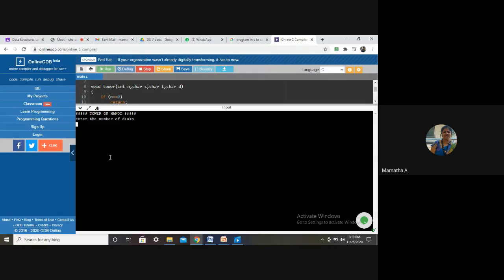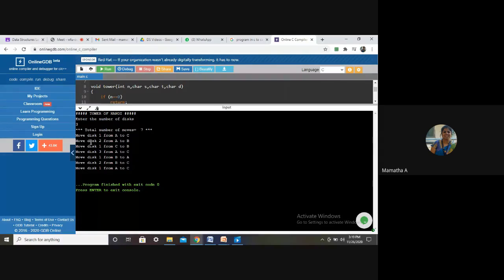The next number of discs is 3. How many moves? 7. So we have 7 moves and you can observe it. Disc 1 from A to C, disc 2 from A to B, disc 1 from C to B, disc 3 from A to C, disc 1 from B to A, disc 2 from B to C, disc 1 from A to C. Yes, students? Is the formula matching? Yes, you can see there are 7 moves and here 7.